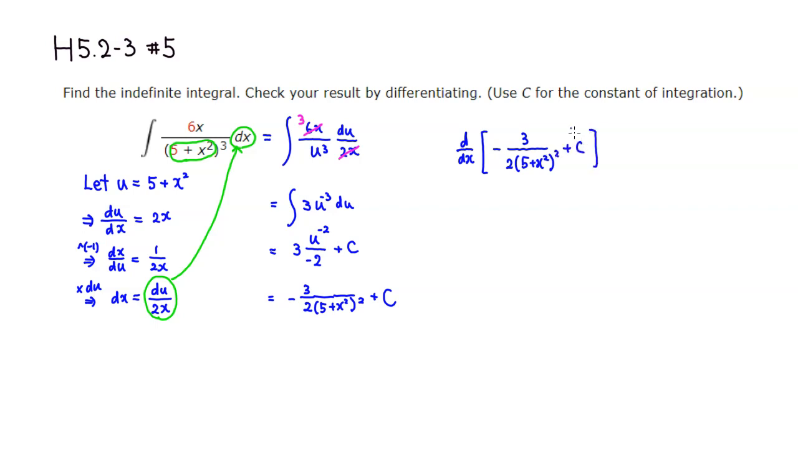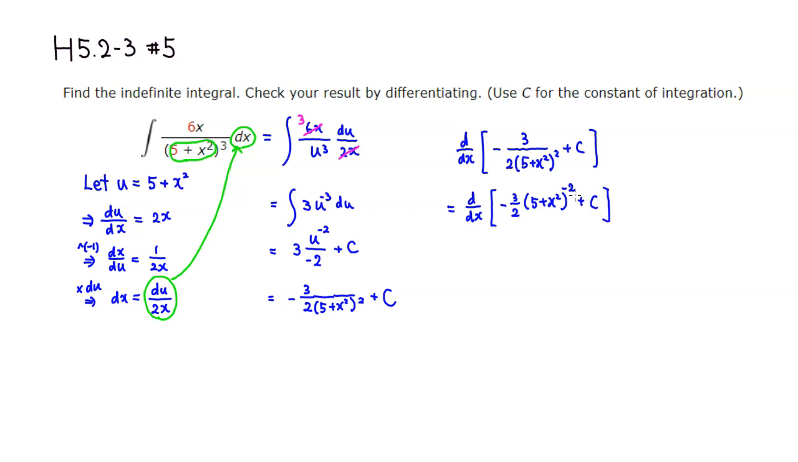First thing I would do is rewrite it because it's not in a very nice format. You have d over dx. It looks nice, but it's hard to take the derivative. So negative 3 halves is just a number, but I'm going to write 5 plus x squared to the negative 2 power because it's sitting on the bottom, and plus some constant c.